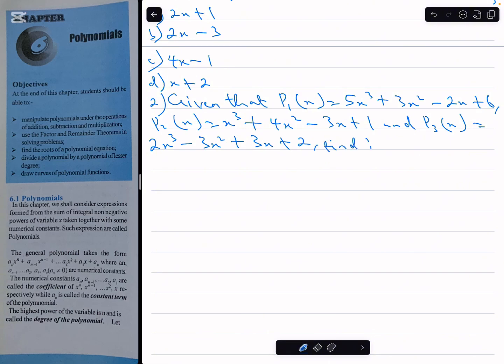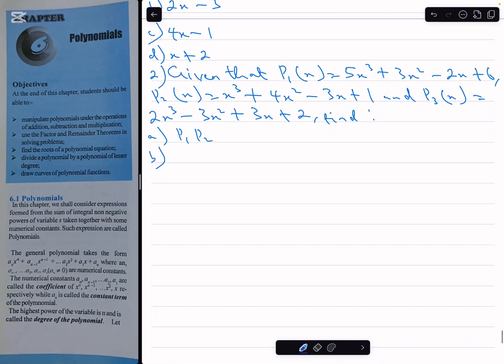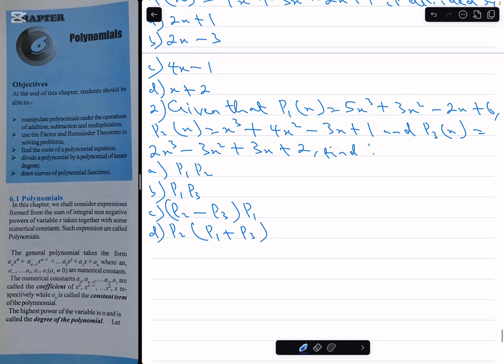Find a, the product P1 P2, b, P1 P3, c, P2 minus P3 times P1, and d, P2 into brackets P1 plus P3. And that's it.